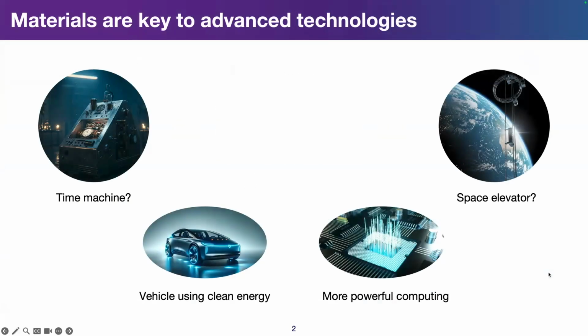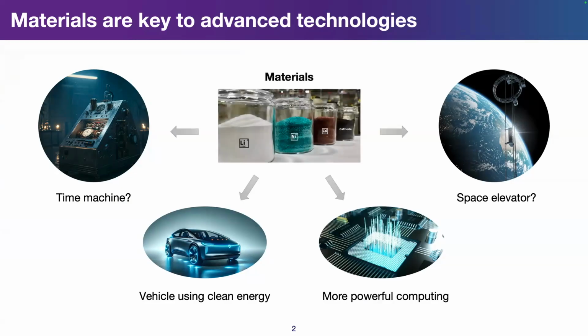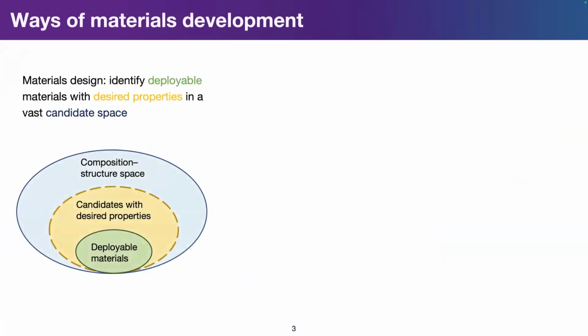Yeah. So as engineers, we always want to build something cool. This could be vehicles using clean energy, could be more powerful computing, or even something more futuristic. And at the core of all these things are materials. Advanced materials are really what lay the foundation for technological advances. But how do we find better materials? To design a material is to identify some deployable candidates with the desired properties within a vast candidate space. And this is like searching an island for treasure.